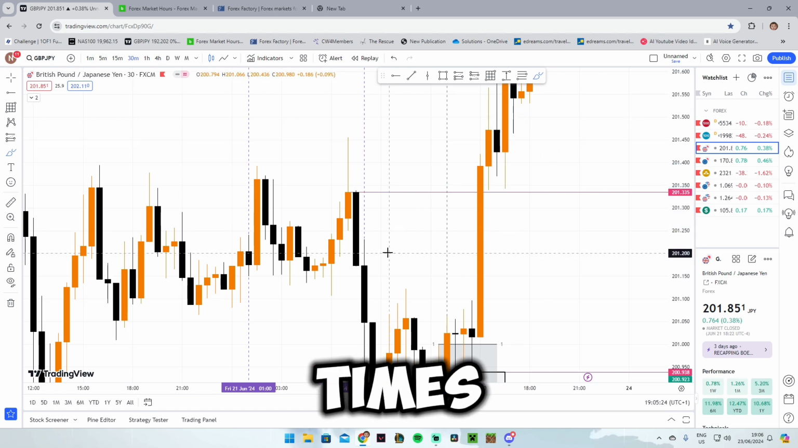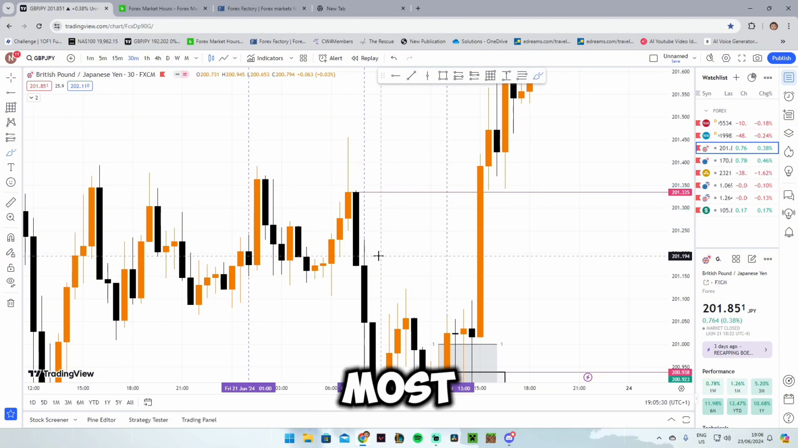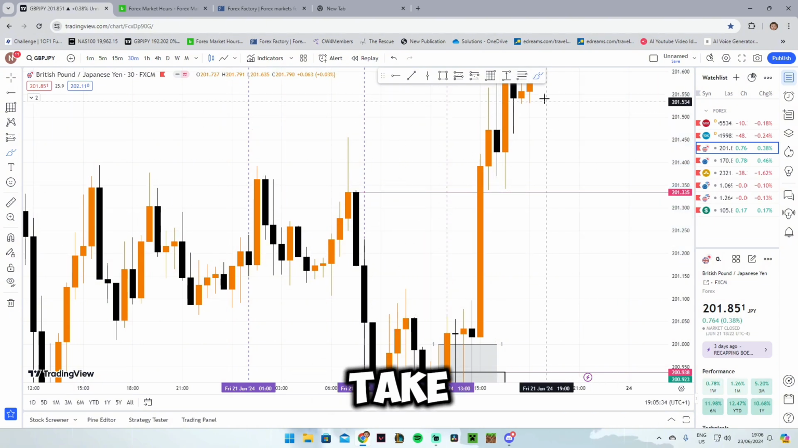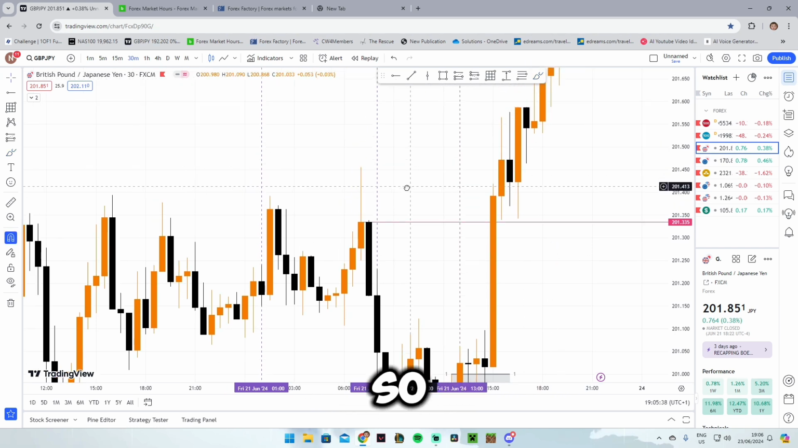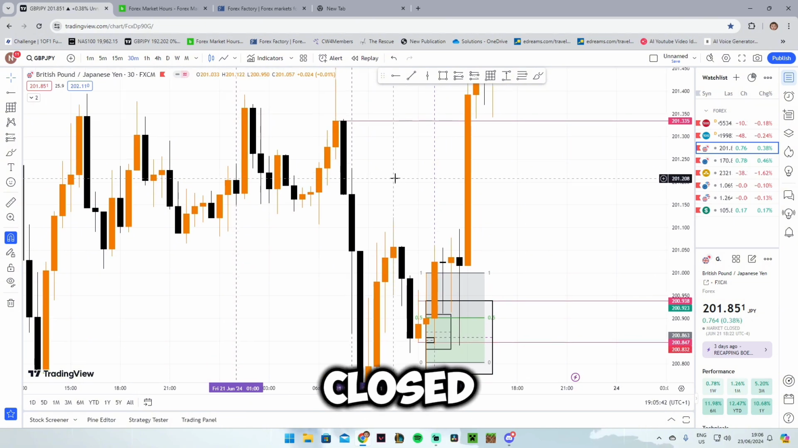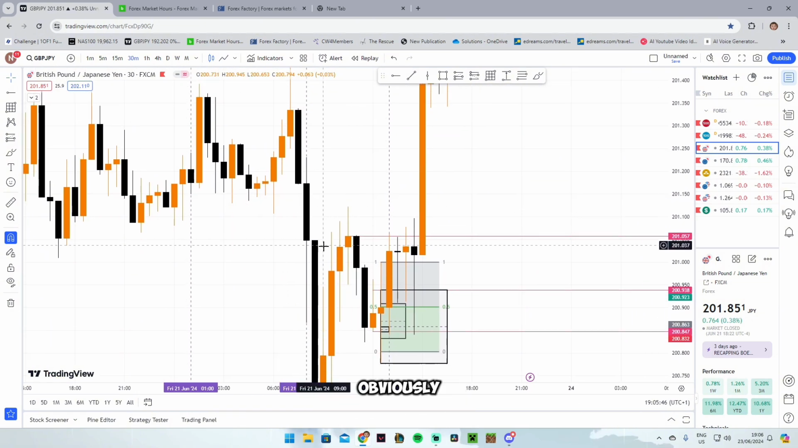That's why I see a lot of times, and I don't really see it push above here all the time. It usually, in most cases, wicks here and then has trouble going back up there again. It'll just take too long in short terms. So what I like to do is just place them down here, on the open and close. So the first take profit would be right here.